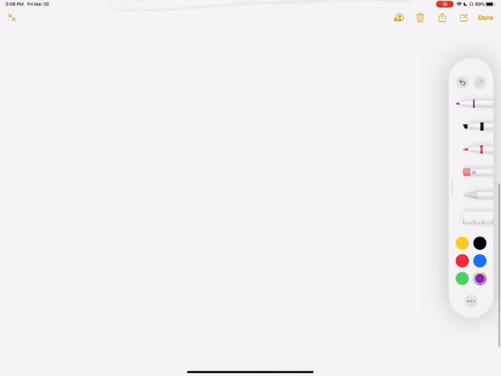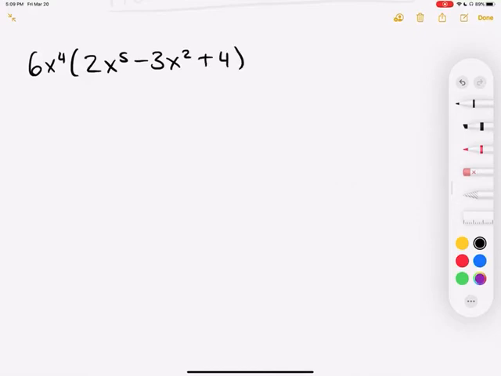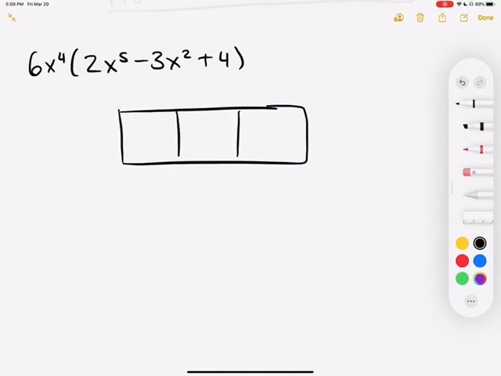Another example that I'm going to show you is really similar to the previous one. That's 6x to the power of 4, and the monomial is going to multiply 2x to the power of 5 minus 3x squared plus 4. So let's do the same thing. Since I have 3 terms inside the parentheses, I'm going to divide my rectangle into 3 smaller rectangles.